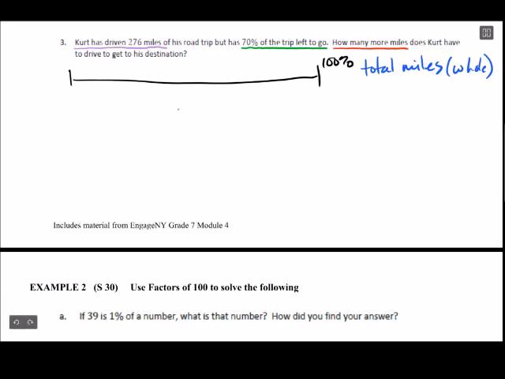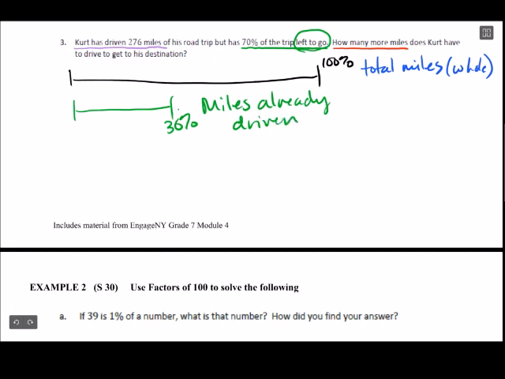What do the words tell us? It says there's 70% of the trip left to go. So how far has he driven? You got it. He has gone 30% of the trip. And so this label is miles already driven. And this is our part.